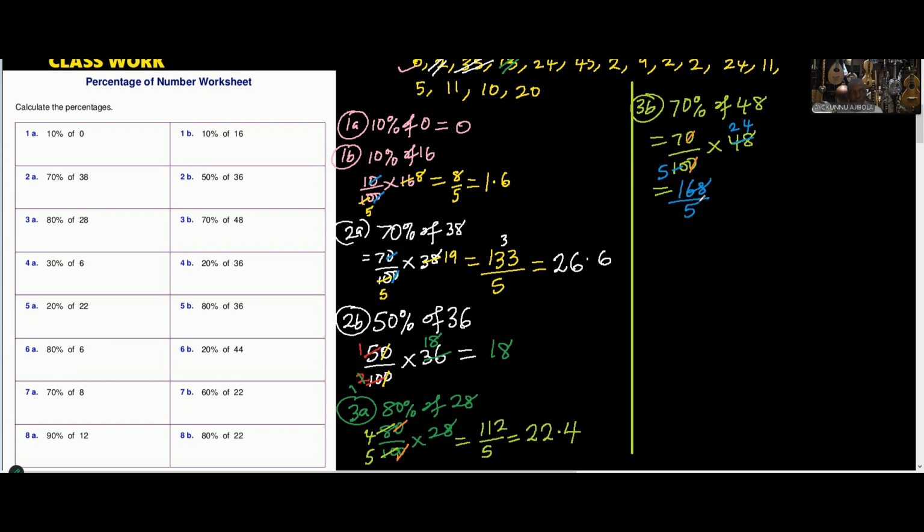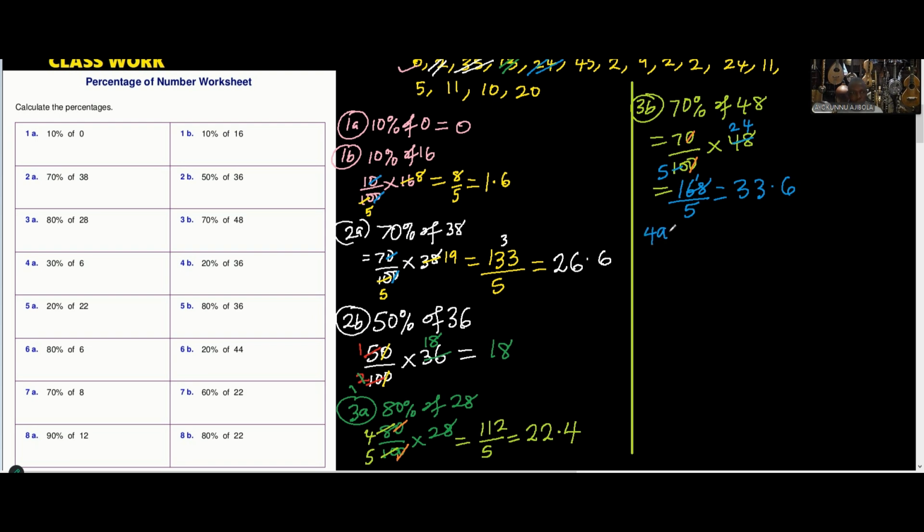So 24 times 7, which is 168, divided by 5. So how many 5s in 16? That's 3, remainder 1. How many 5s in 18? That's also 3, which is 15. Then remainder 3. How many 5s in 30? That's a 6. So that is 33.6. Is that clear? Yeah.